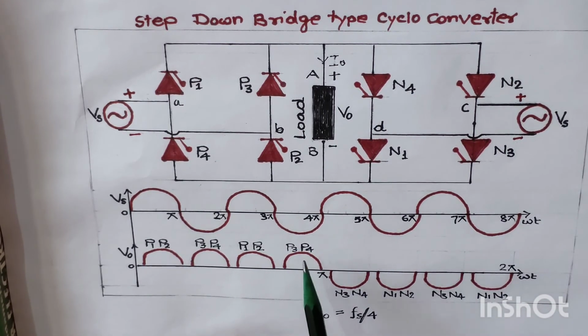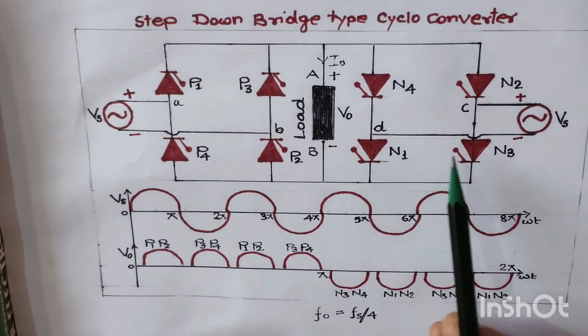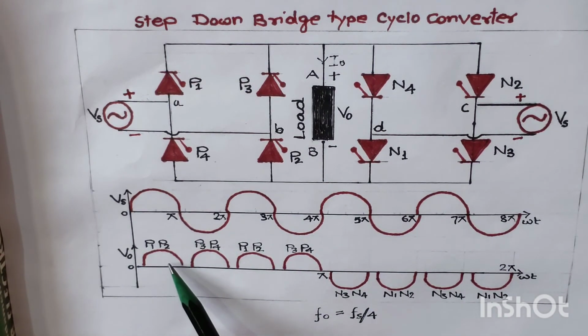By looking at the waveforms, what we observe is that once we supply a 4 cycle input supply voltage across the cycloconverter, we receive the output voltage of 1 cycle only. If you take the average value of this positive group and the average value of this negative group, we will get the sinusoidal supply of a single cycle only.